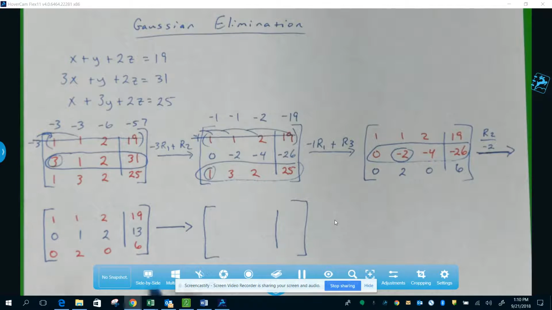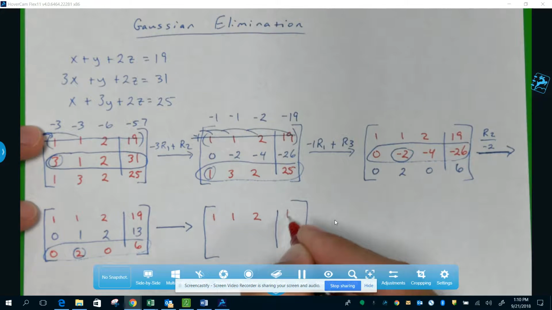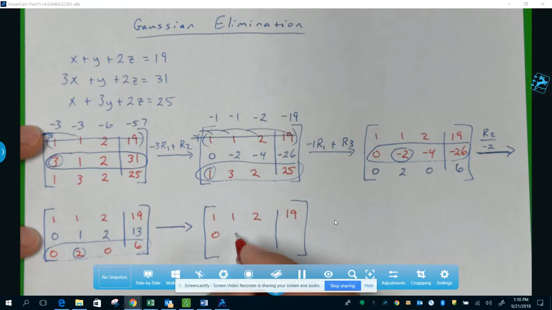Okay, so the next thing, I've got 1, 0, 0. Now I've got my 1 in the middle. I need this to be a 0. So this is the row that I'm targeting. All right, so rows 1 and 2, I'm going to transfer those over: 1, 1, 2, 19, 0, 1, 2, and 13.